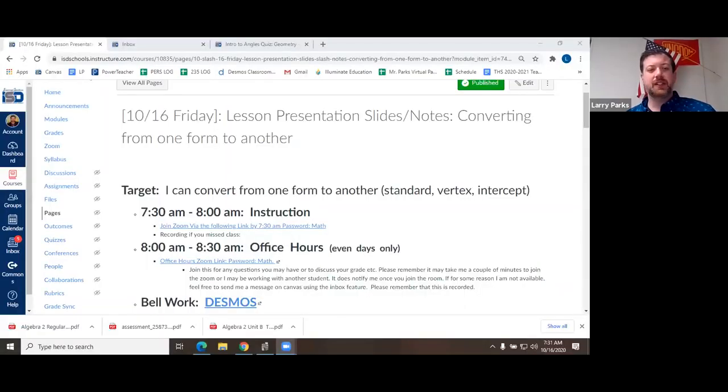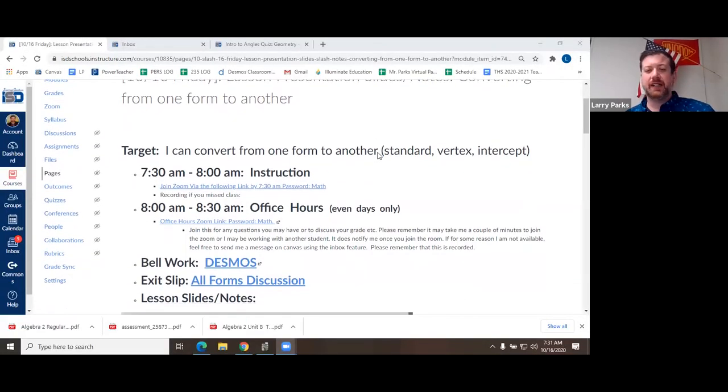So here's what we're learning today. I can convert from one form to another. So there's three different forms. There's standard form, there is vertex form, and there is intercept form.